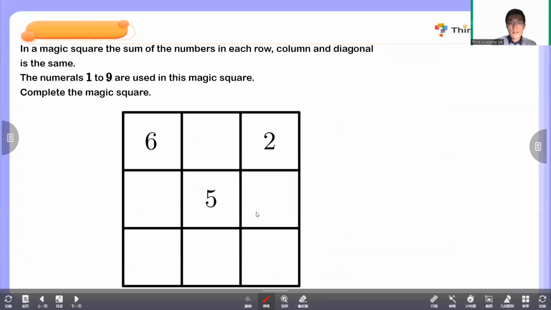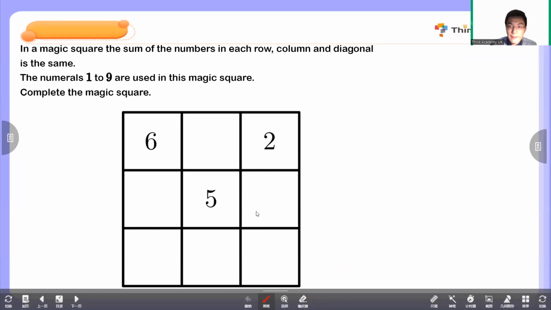In the magic square, the sum of the numbers in each row, column, and diagonal is the same. The numbers 1 to 9 are used in this magic square without repetition, because we have 9 cells in total. Complete the magic square. So we don't know the magic sum yet, but we do know the relationship between the sum of all 9 numbers and the magic sum, which is a 3 times relationship.